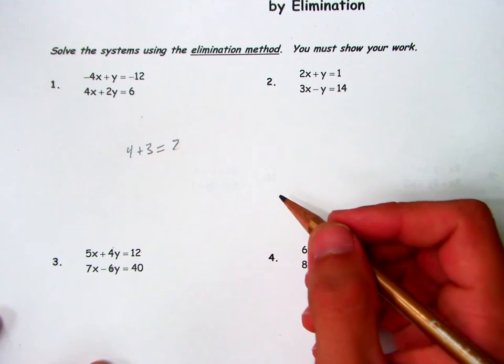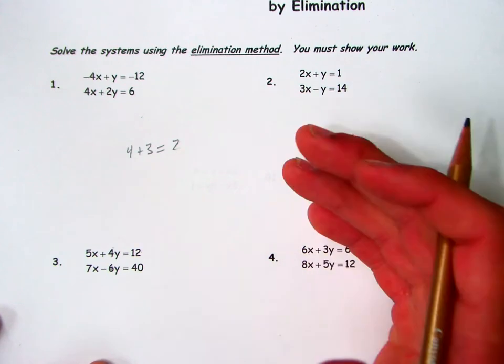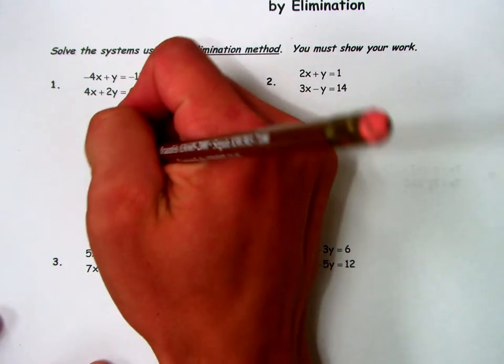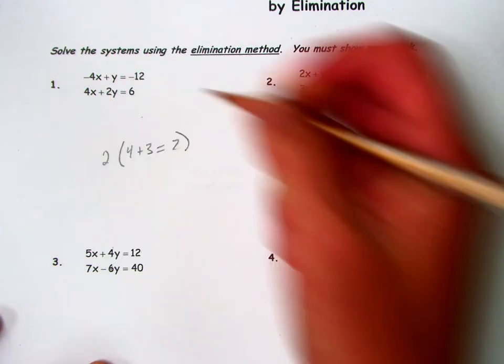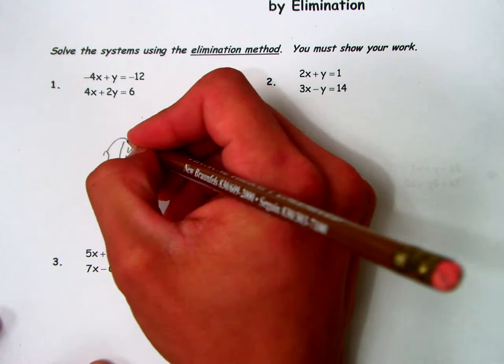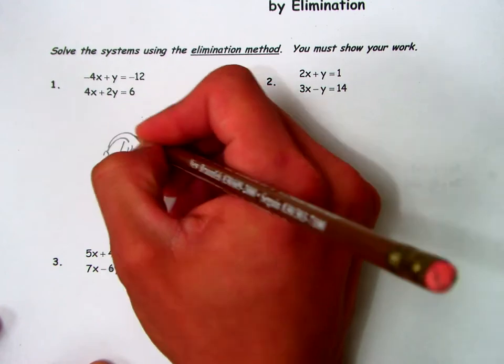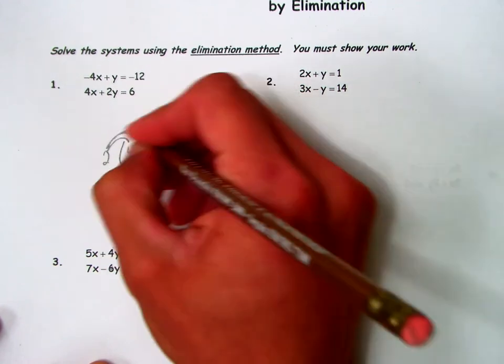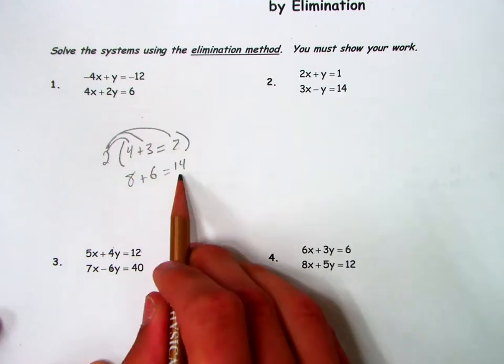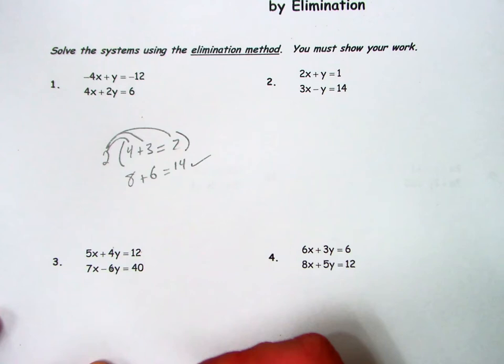So pretty much what elimination is centered around is taking something like this and being able to actually multiply the entire thing by 2. Does it stay consistent? Does it stay true? So 2 times 4 is 8. 2 times 3 is 6. 2 times 7 is 14. So does 8 plus 6 equal 14? Yes, it does. It remains true.